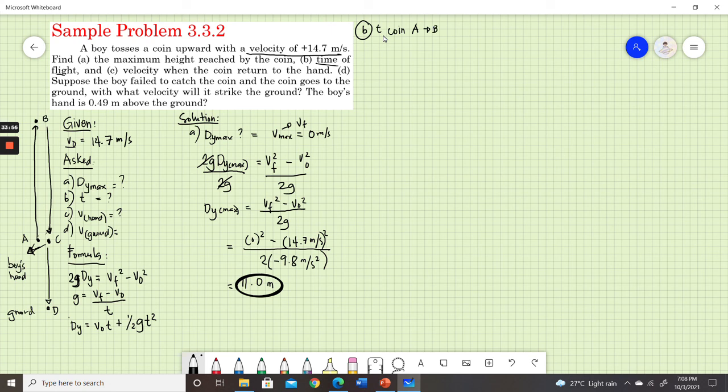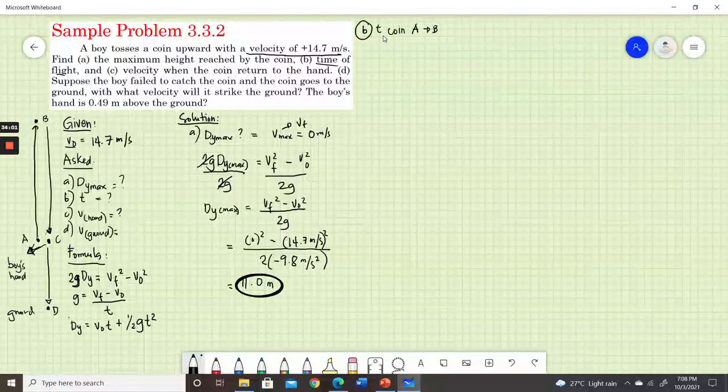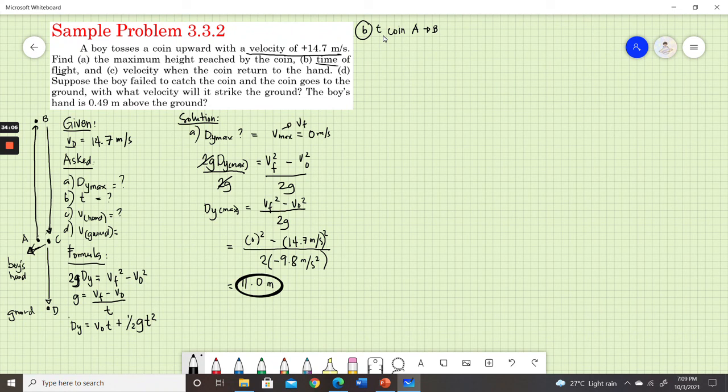How are we going to do that? We can actually use our second equation because we are solving for time. That's the easiest equation that we can use. So we have g multiplied by time equals the final velocity minus the initial velocity. Rearranging this equation, we'll get that time is the final velocity minus the initial velocity, divided by g.